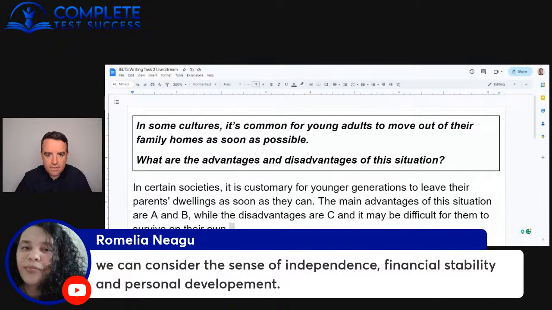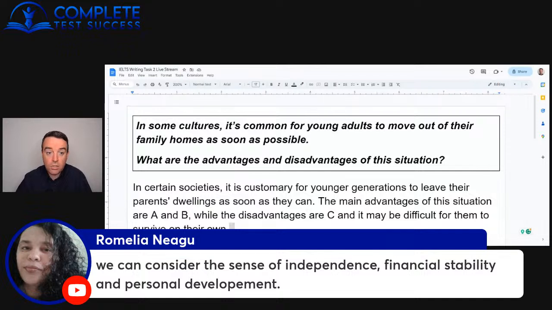Romalia, we can consider the sense of independence, financial stability, and personal development. Okay, good. So this is three things. Financial stability, I'm not sure how we would develop that. Now, I'm not saying you're wrong, but the problem is I don't understand it. If you live in your family home versus if you're living in another home, surely it's going to cost more money to live outside the family home. So my problem there is trying to understand how would you be more financially stable if you move out of home. I'm not sure how that would work.